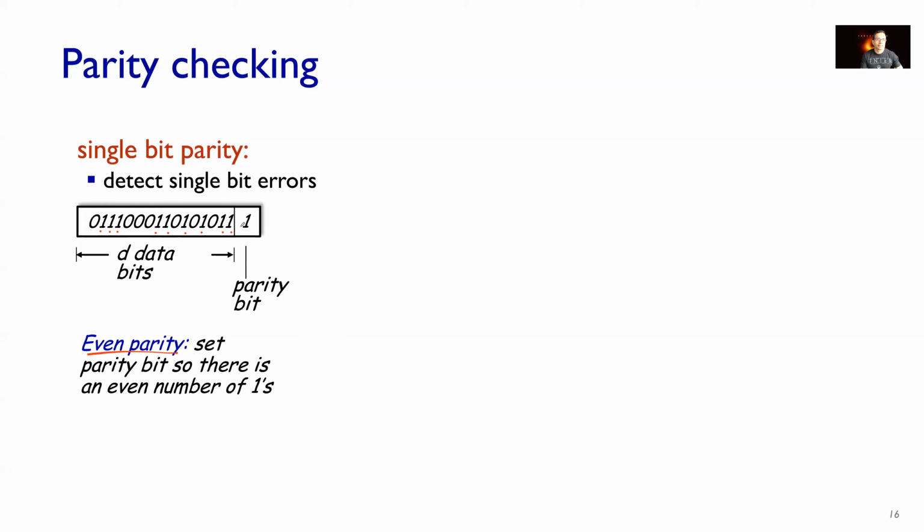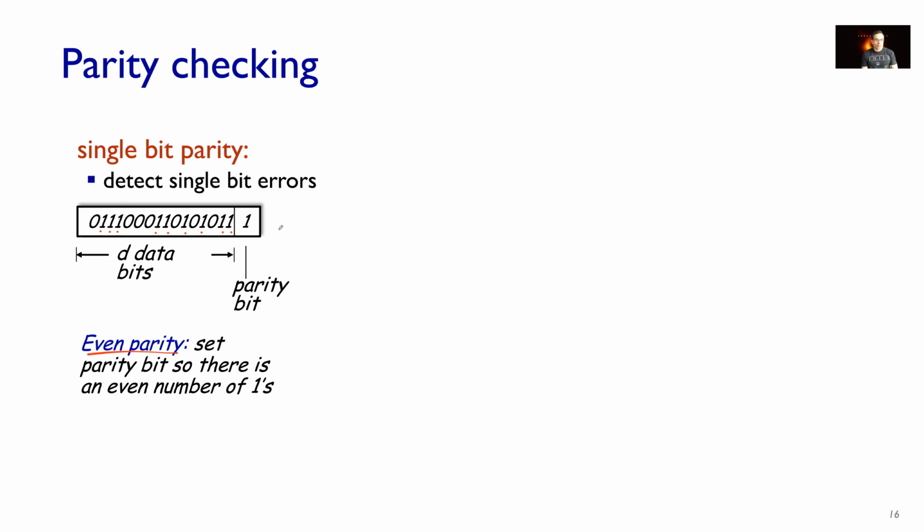So what this means is the sender will effectively do a modulo sum of zeros and ones. If the end result is a 1, it adds a 1 here. If the end result is a 0, it will add a 0 here. And then it sends this entire message out. The receiver knows even parity is being used, so it will do the same thing. It will do a modulo 2 sum of all the bits. If the end result is a 0, it assumes there are no errors. If the end result is a 1, it knows there are some errors.